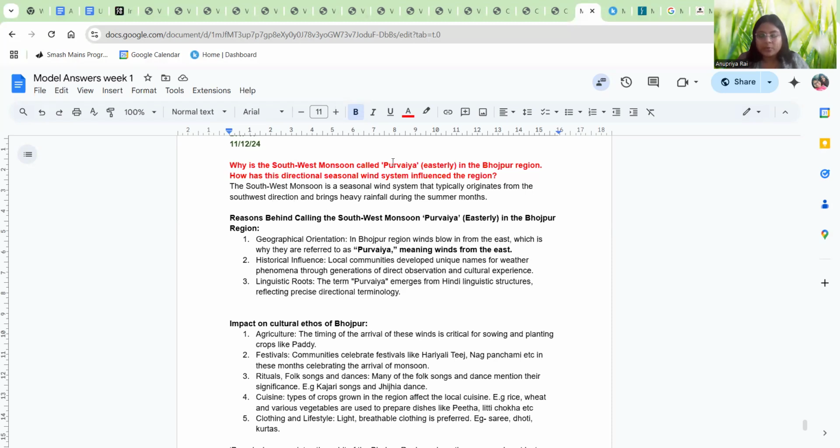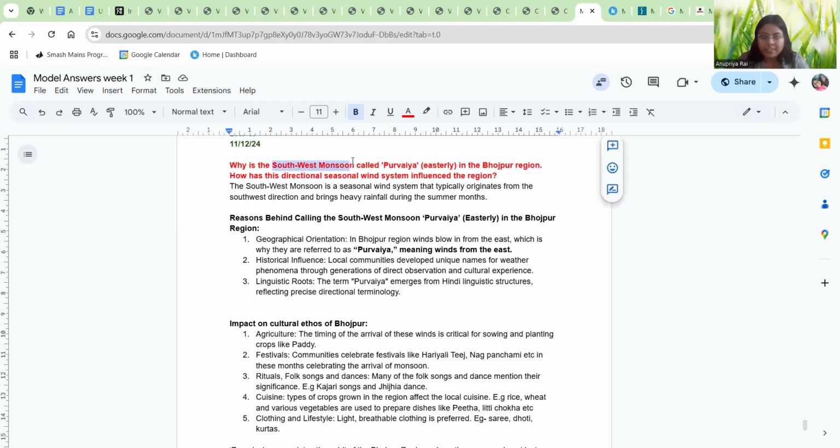Why is the South-West Monsoon called Purvaiya, easterly, in the Bhojpur region? How has this directional seasonal wind system influenced the region? Very simple question. It is not. When we found the question while writing the examination, even a lot of us found it tough. So, how are we going to approach this question? What do we know in this question?